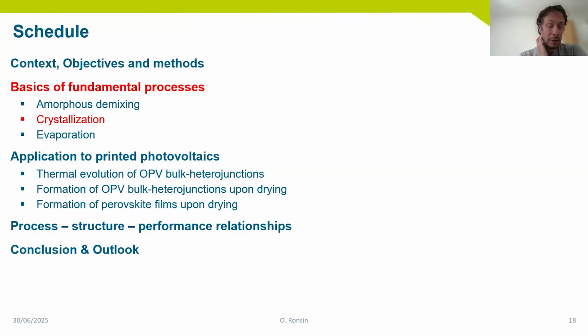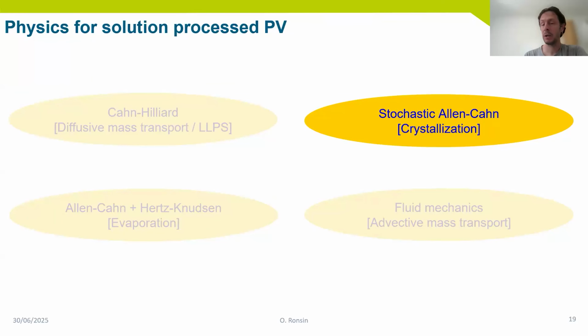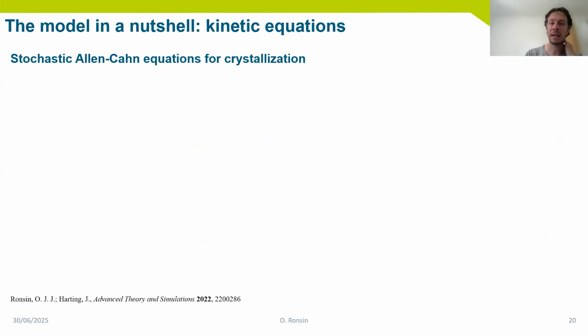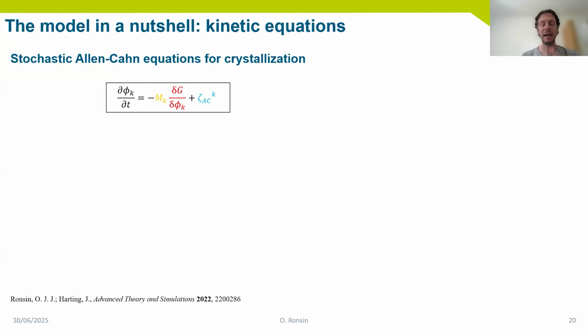Okay, let's switch now to crystallization. For crystallization, we describe this with a stochastic Allen-Cahn equation. The stochastic Allen-Cahn equation looks like that. This is basically the same structure. Now we introduce a phase variable big phi, which represents the phase state of a single material. So phi is 0 if it's amorphous and 1 if it's crystalline, for instance.